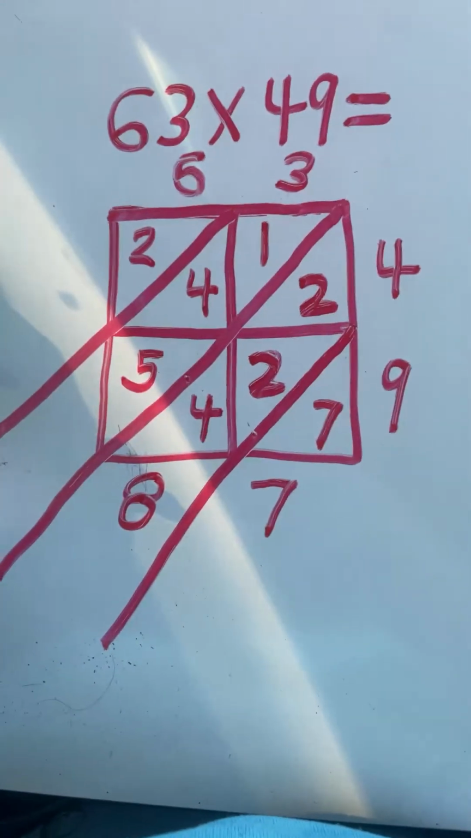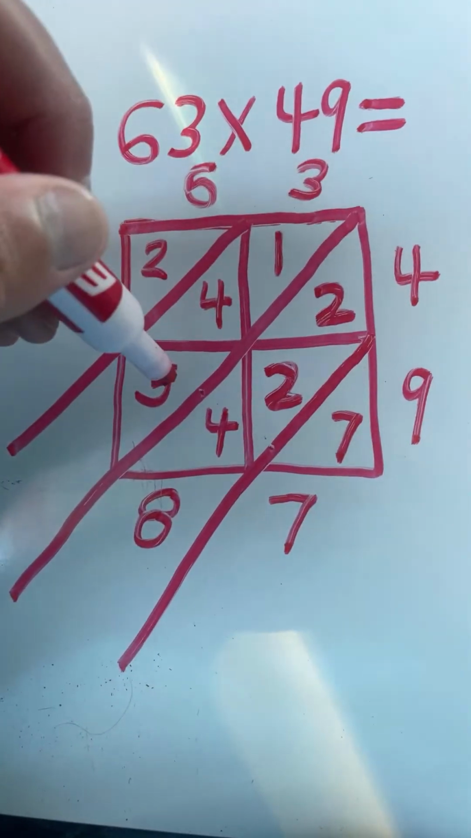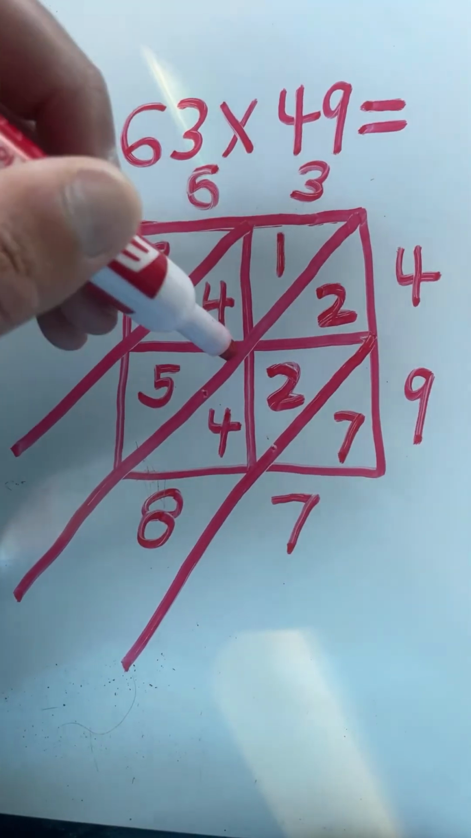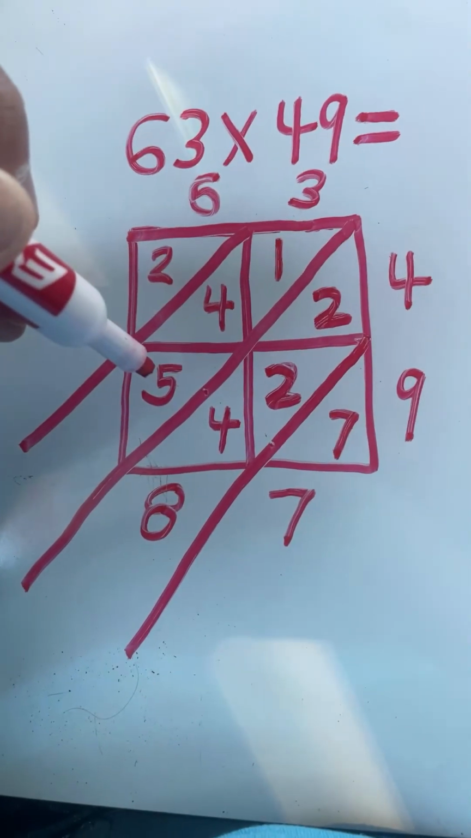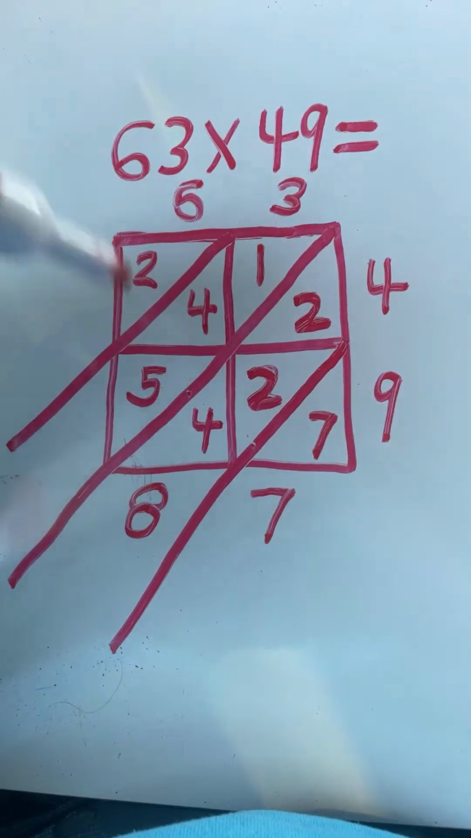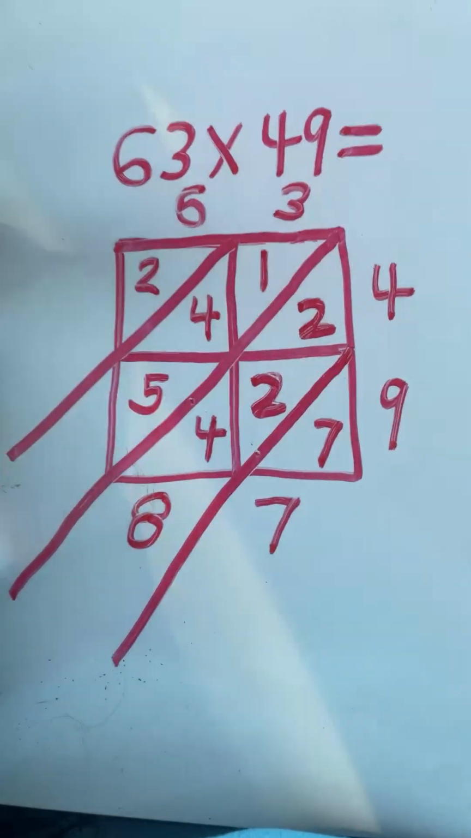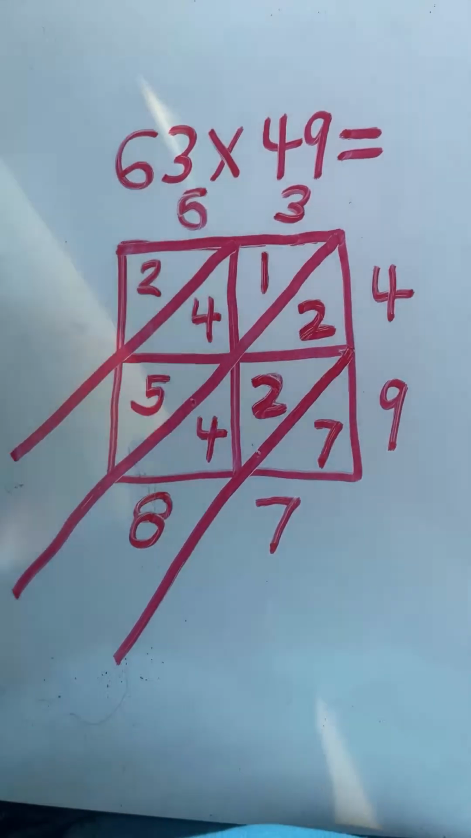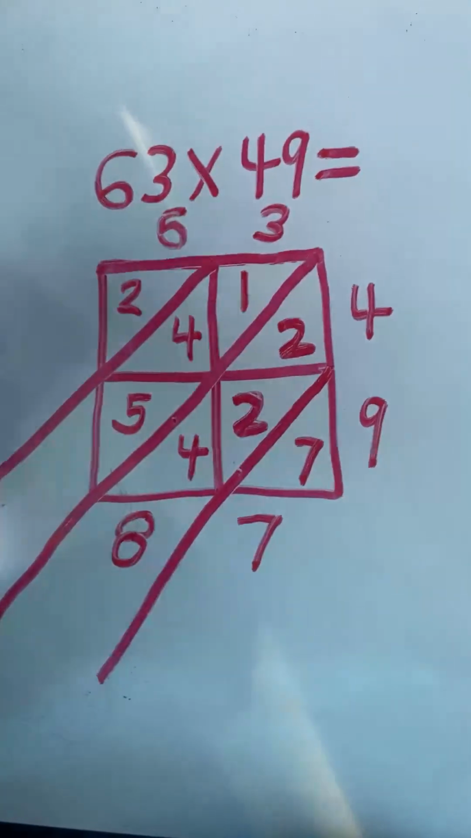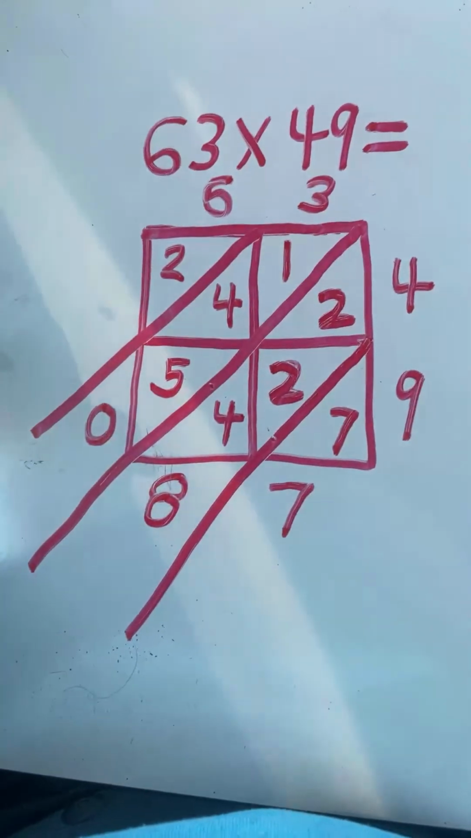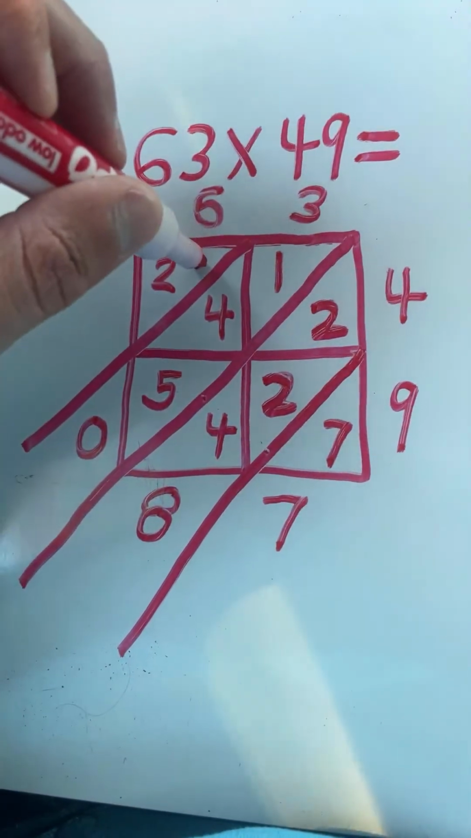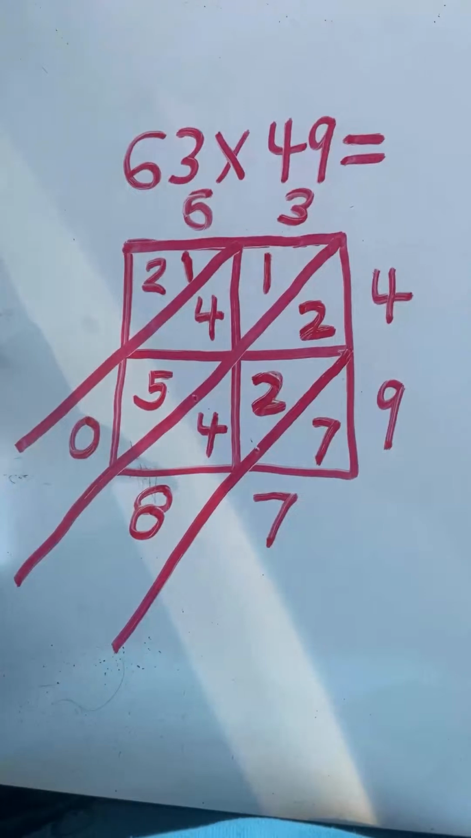Next, we have to add these three numbers, the three numbers in between these two diagonal lines. 1 plus 4 equals 5, plus 5 equals 10. Now, whenever our sum is a 2-digit number, we have to regroup, same as we would doing the method with the vertical problem. So the 0 in 10 is going to go here in the hundreds place. The 1 in the number 10 is going to get carried over to the thousands place.